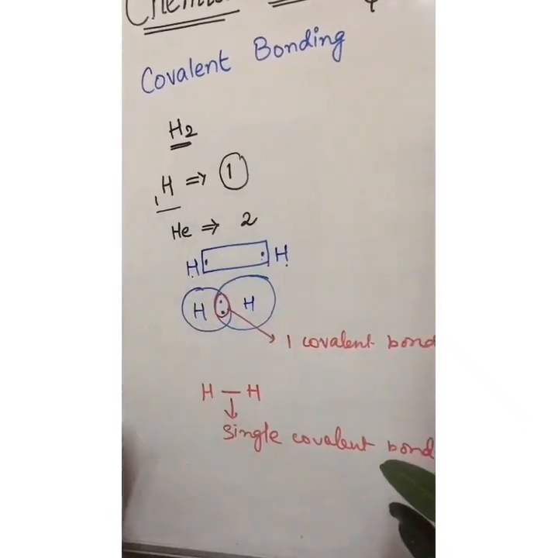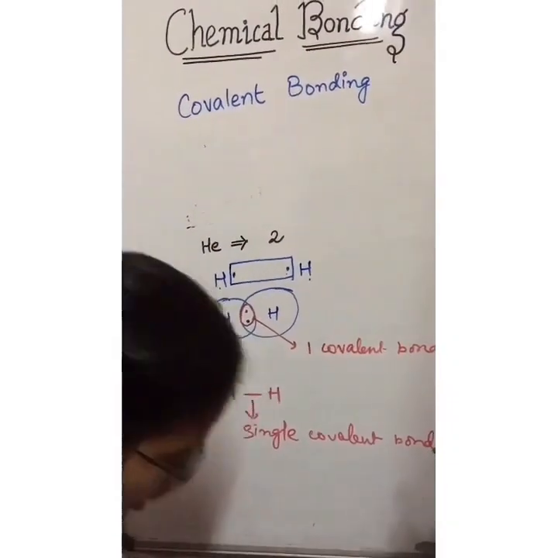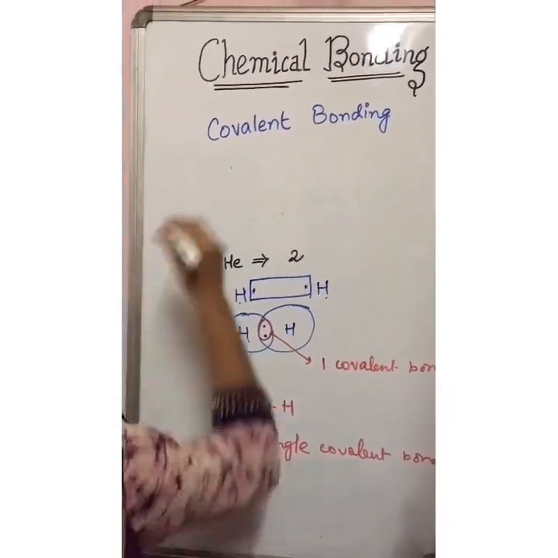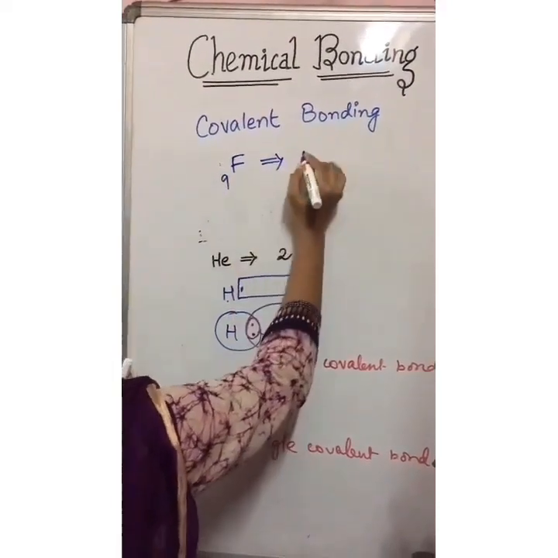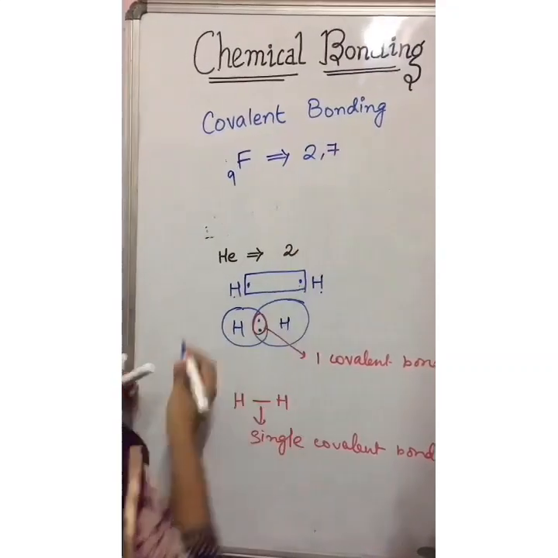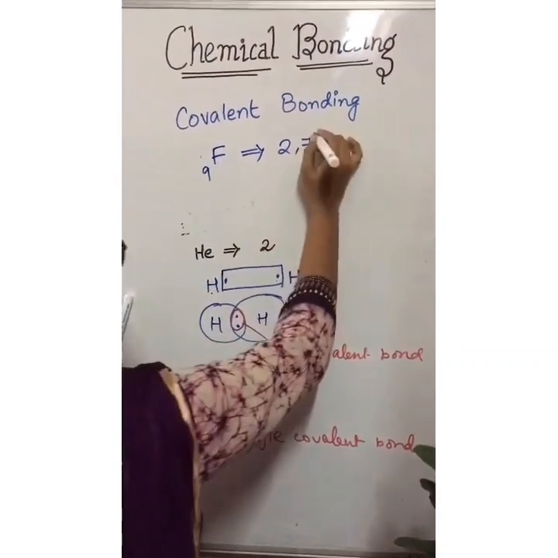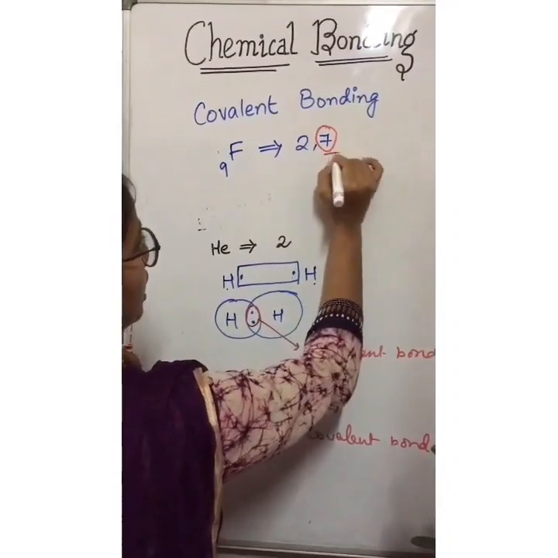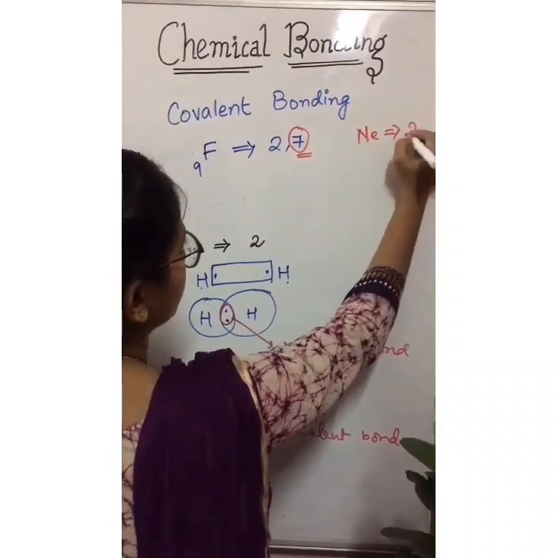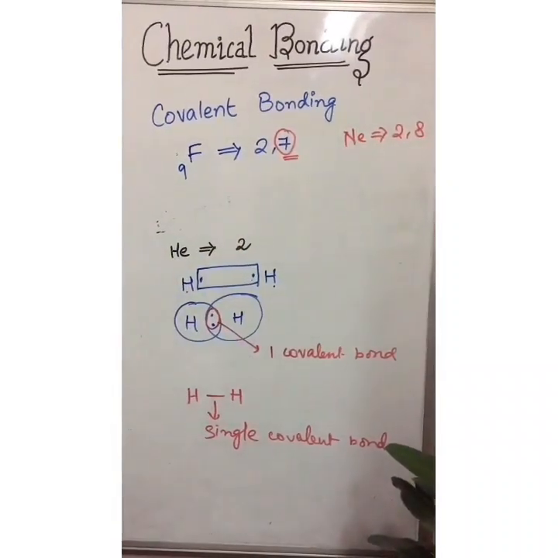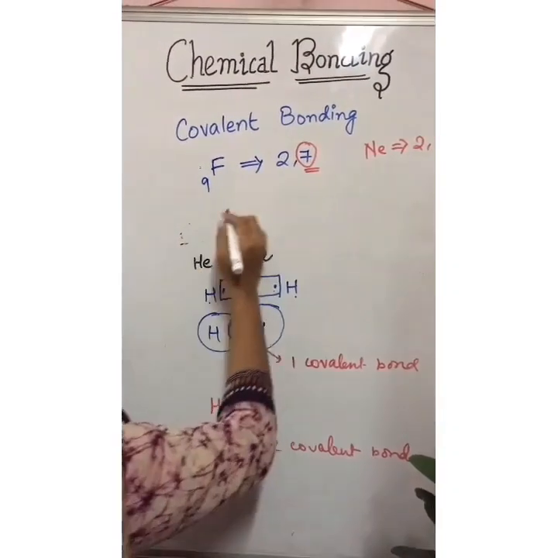Okay. Next, let us consider the example of the element fluorine. Fluorine has atomic number 9, electronic configuration 2, 7. So it has 7 electrons in its outermost shell. So it is 1 electron away. So it needs 1 more electron to get back to the neon electronic configuration, which is 2, 8. So what does fluorine do? Fluorine also goes for covalent bond formation.